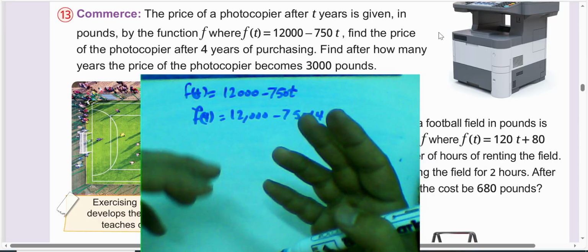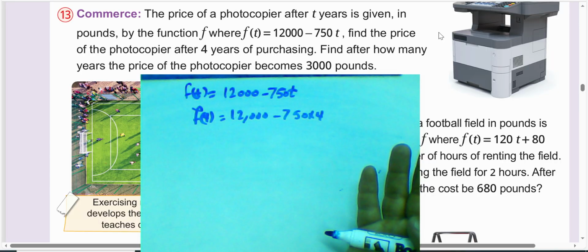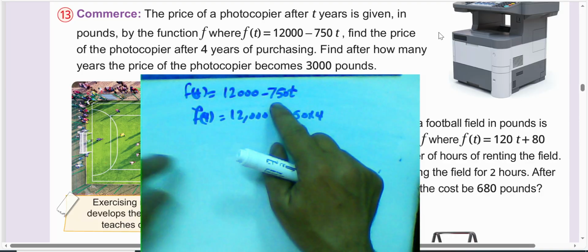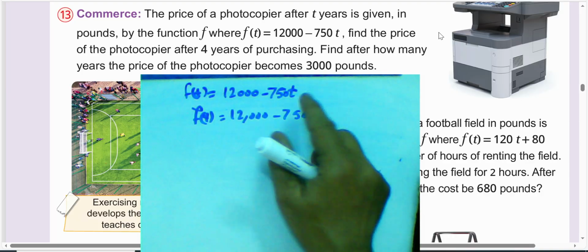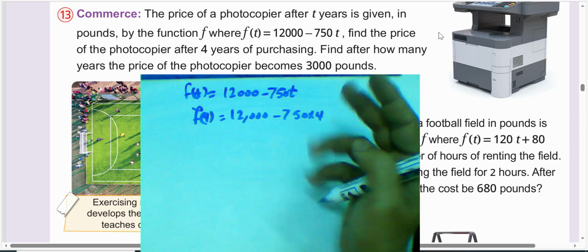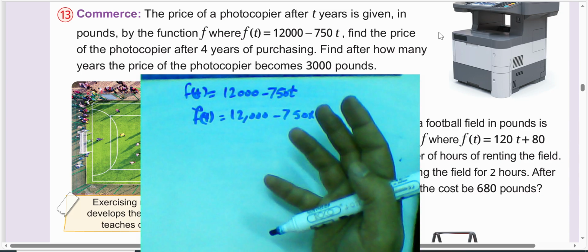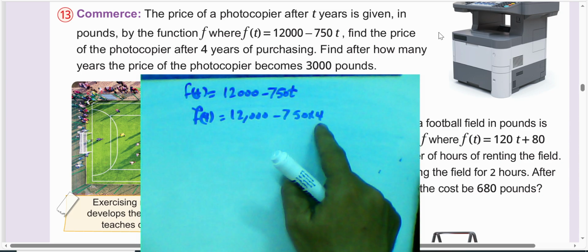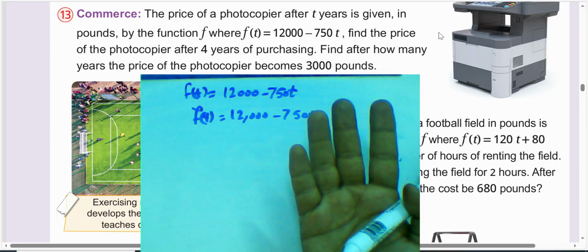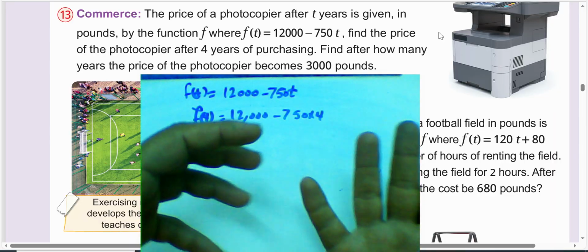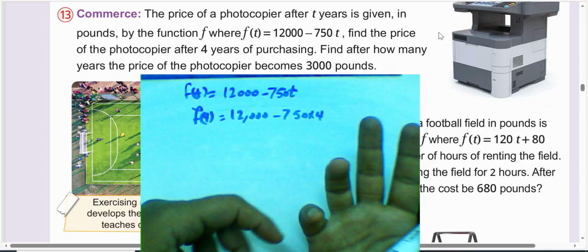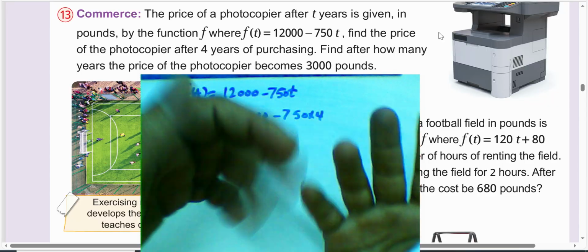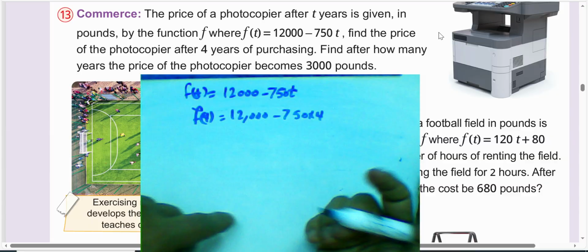It means the price of this machine will be less by 750 after 1 year, 2 times 750 after 2 years, and 4 times 750 after 4 years. Then the price of this machine will be 12,000 subtract 750 times 4, because each year the price of the machine will be less by 750. Then after 4 years, the price will be less by 750 times 4.